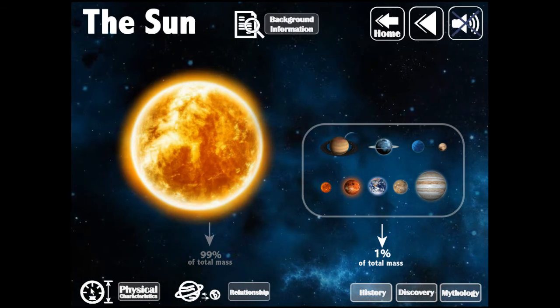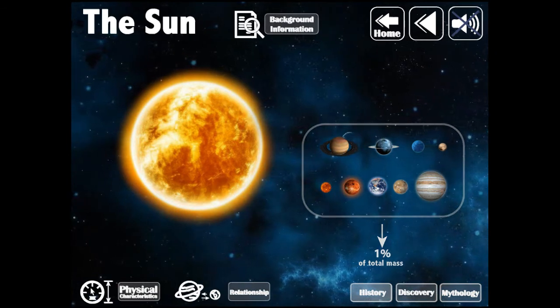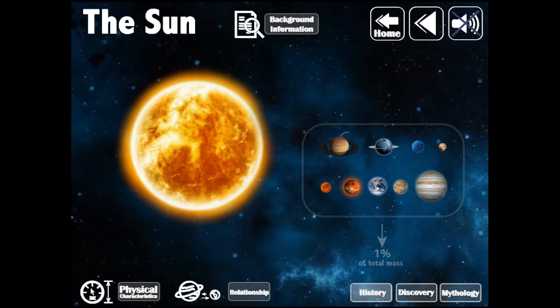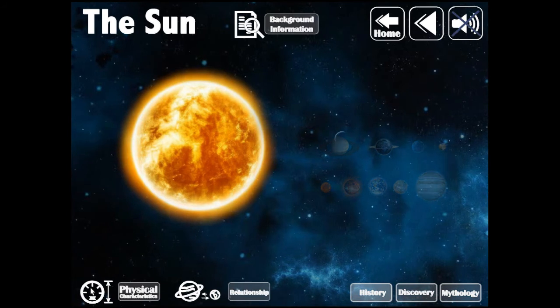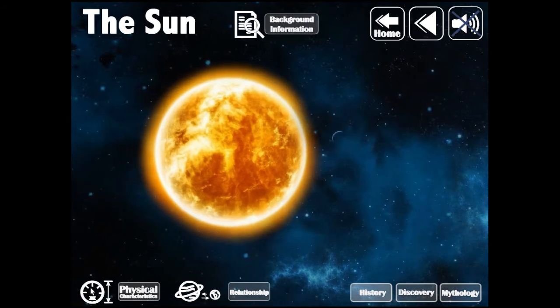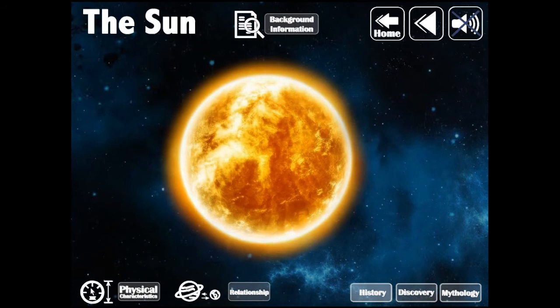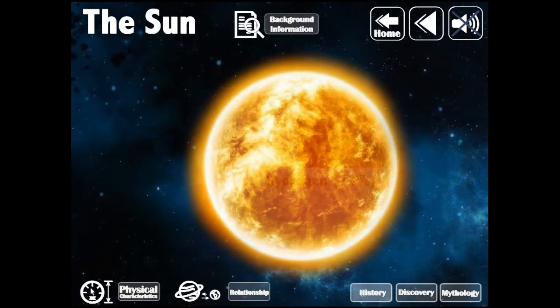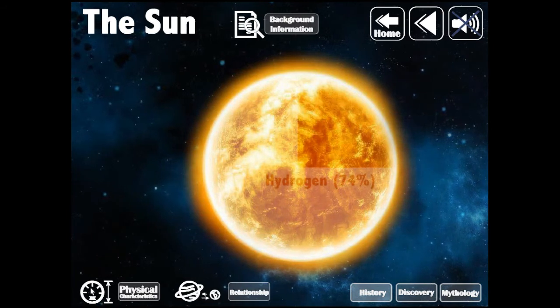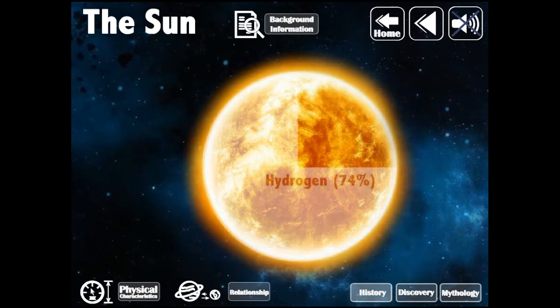Because of the great size of the sun, it creates enormous gravity for the planets to orbit around it. The sun is a star that has its own light, as most of its composition is hydrogen. At the core of the sun, very high temperature and pressure fuse the hydrogen into helium.